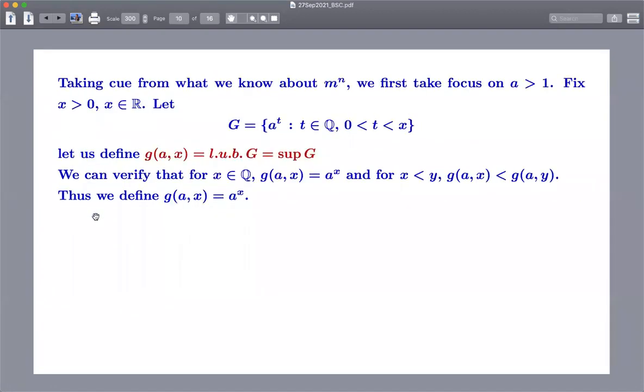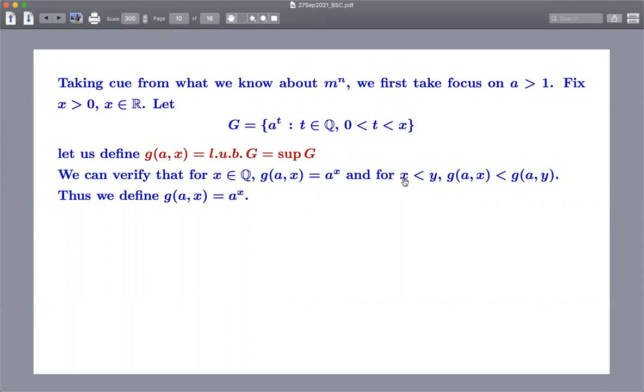Sir, can you explain the last step once again? I understood that for rational x, g of a comma x is a to the power x, but after that? Okay, after that, for x less than y, we observe this property.